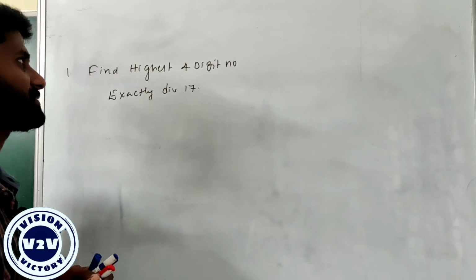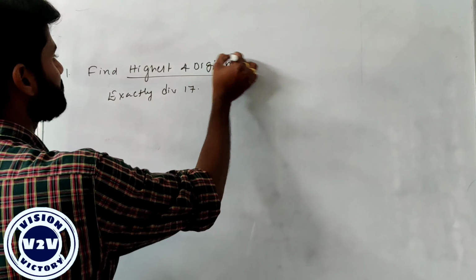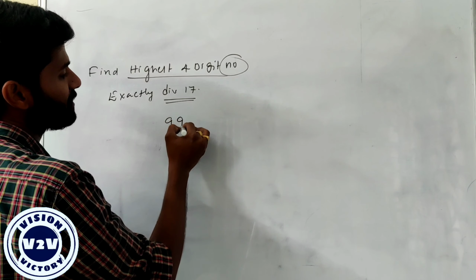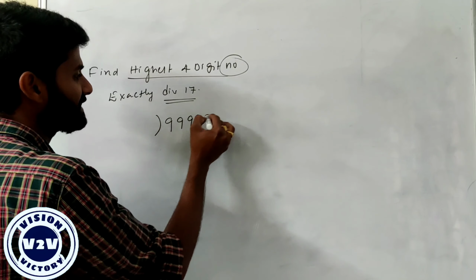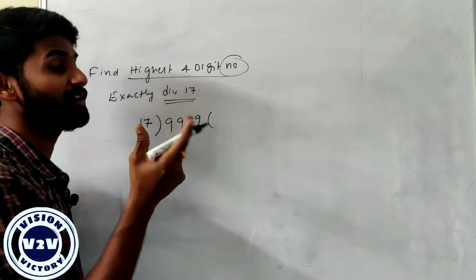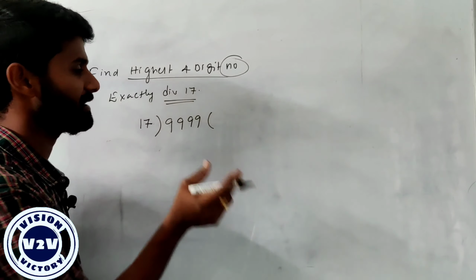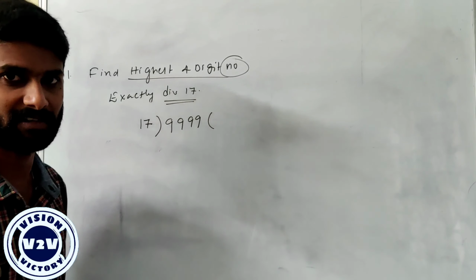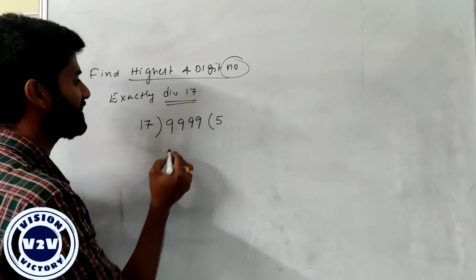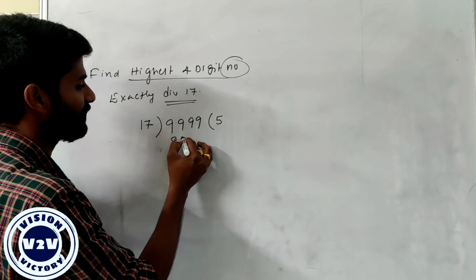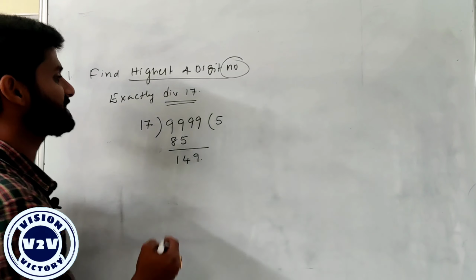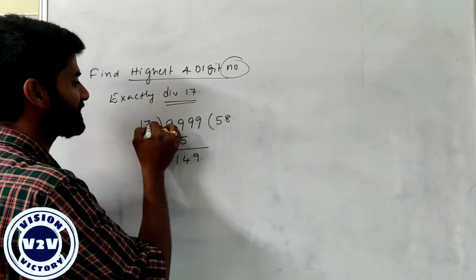Next concept. See, find the highest 4-digit number that is exactly divisible by 17. We know the highest 4-digit number is 9999. If this number is divisible by 17, and we get 0 as the remainder, it is absolutely divisible by 17. Check whether it is exactly divisible or not. So 17 5s are 85. So we get the remainder 149. Again 17 8s are, 7 8s are 56.